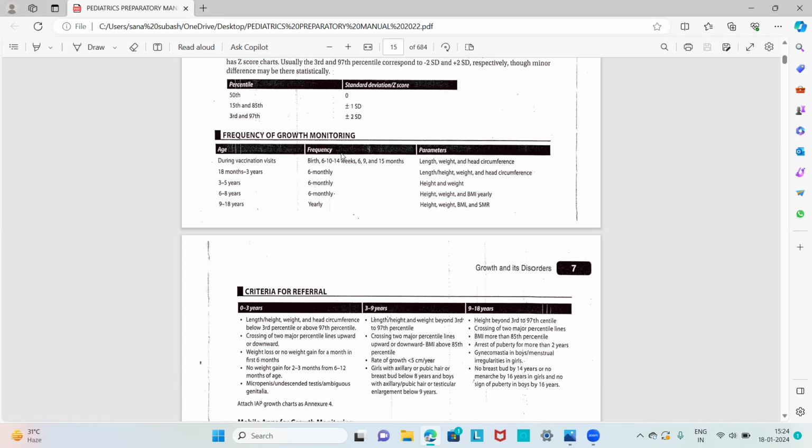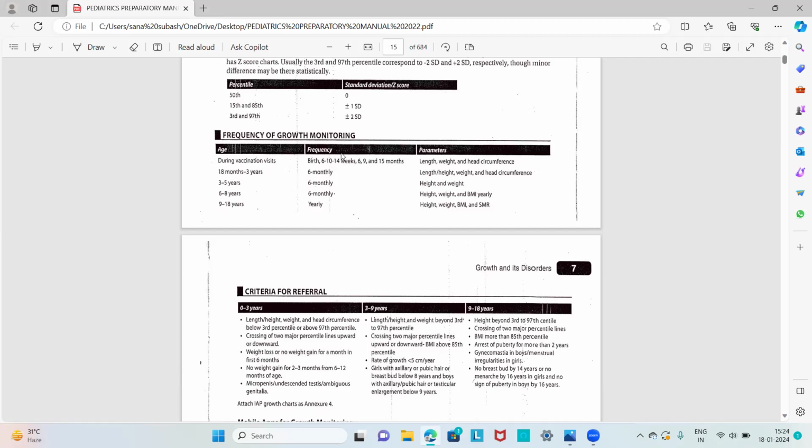When we are plotting a graph, that is a weight for age graph, if the graph is between -2 standard deviation or less than the third centile, it is called underweight. And if it is -3 standard deviation, it is called severely underweight.